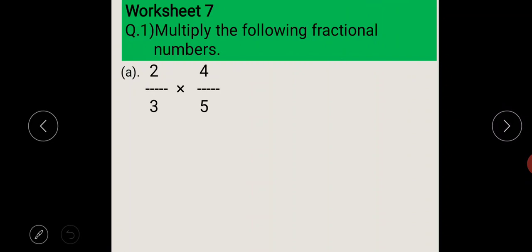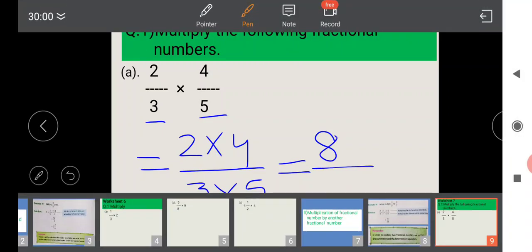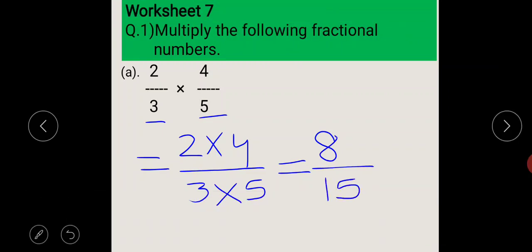नाउ लेट अस सॉल्व सम क्वेश्चंस ऑफ वर्कशीट 7. क्वेश्चन नंबर 1 इज मल्टीप्लाई द फॉलोइंग फ्रैक्शनल नंबर्स. फर्स्ट वन इज 2/3 मल्टीप्लाई बाय 4/5. यू नो द मेथड. मल्टीप्लाई न्यूमिरेटर बाय न्यूमिरेटर and denominator by denominator. It is equal to 2 4s are 8 and 3 5s are 15. So 8/15 is a proper fraction. So this is our answer.